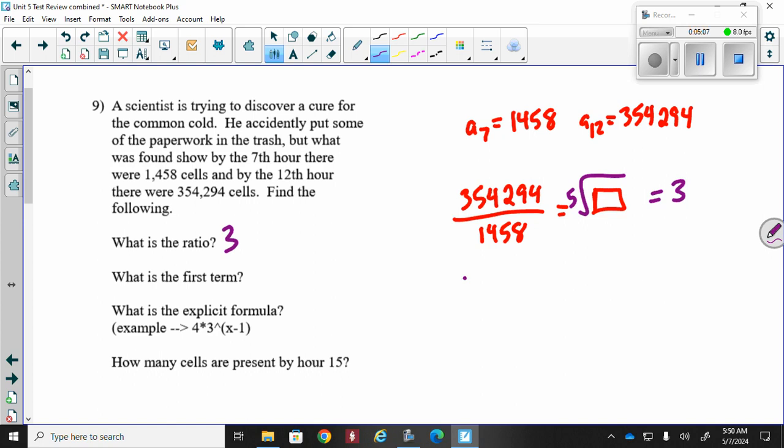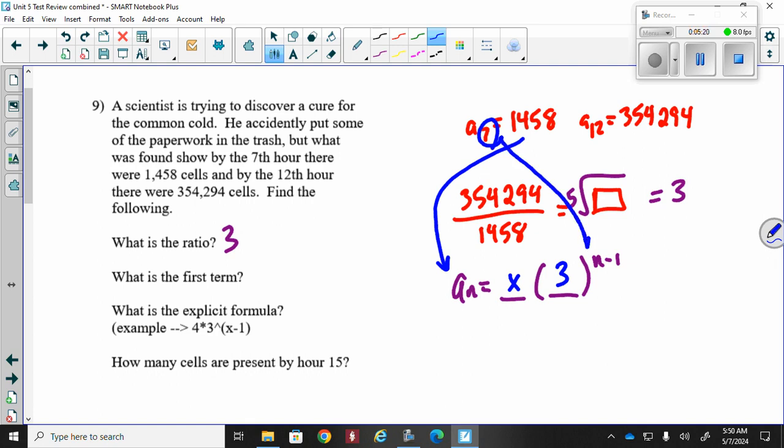All right. Now, if you remember, my equation is A of n equals something, parentheses, something, to the n minus 1. So I'm looking for my first term. I'm going to choose the smaller number to work with, just because smaller numbers are easier numbers. So 1458 is equal to x times parentheses 3 to the 7 minus 1 power.